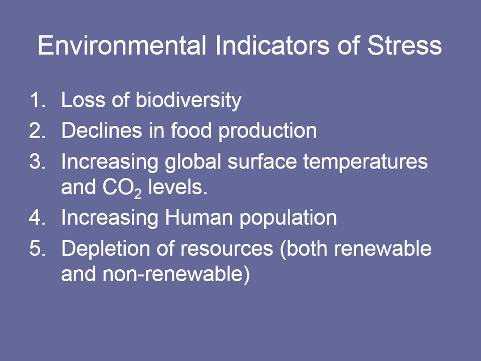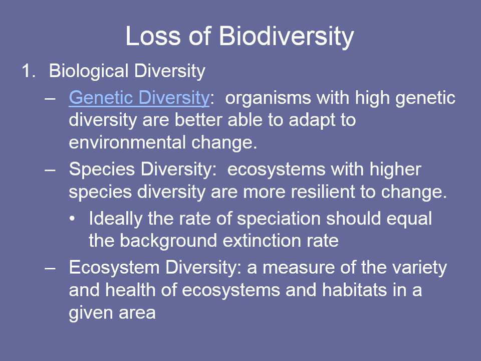So how do we know there are environmental issues to begin with? We use indicators, which help identify changes in environmental health. We'll go through each one of these indicators throughout this PowerPoint. So the first one, the loss of biodiversity, is a big one. There are 3 levels of biodiversity. Evolution happens at the genetic level. If this lacks diversity, then organisms like the cheetah will not be able to adapt and survive.